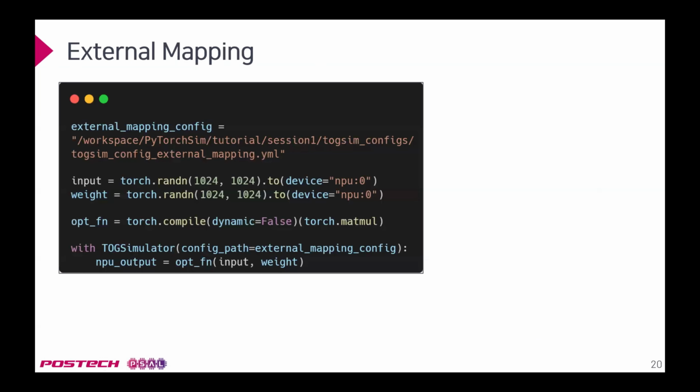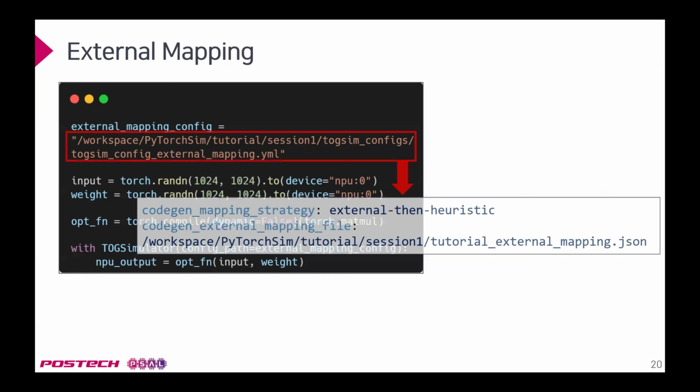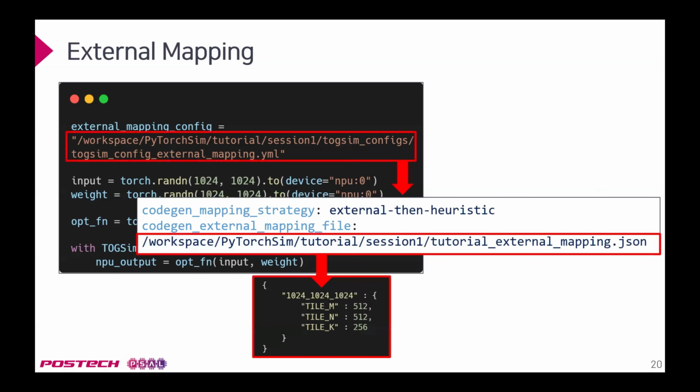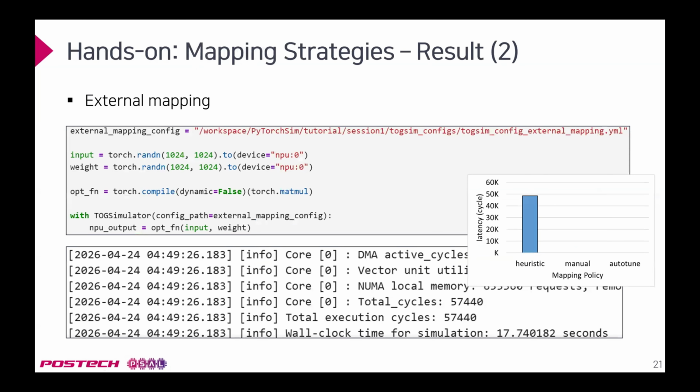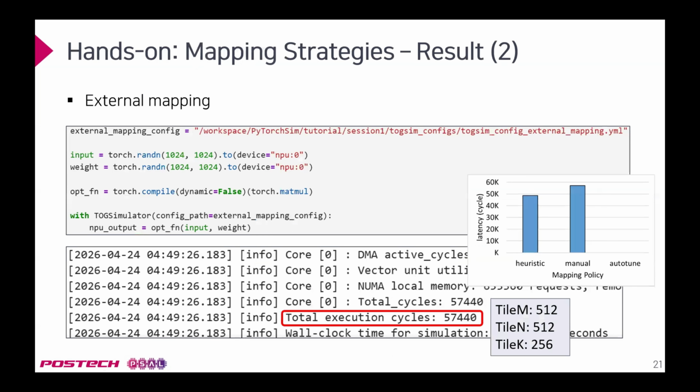For external mapping, you provide a JSON file like this. The key is a string of the format M, N, K, representing the GEMM shape, and the values specify tile M, tile N, and tile K, which is the user-defined tile size. So with this smaller tile configuration, the total cycles increased to about 57,000 cycles.